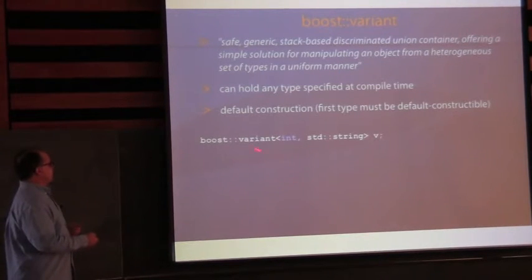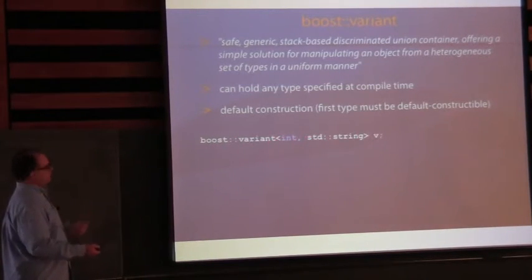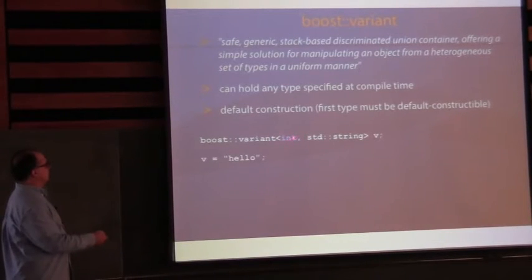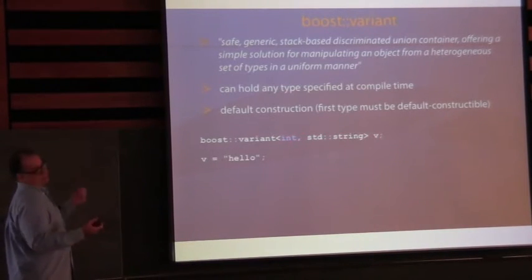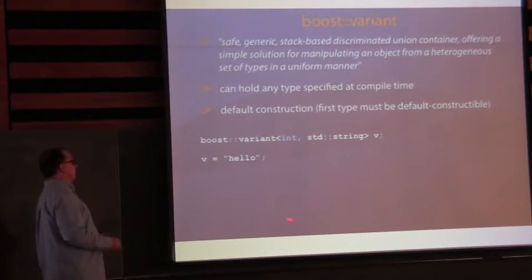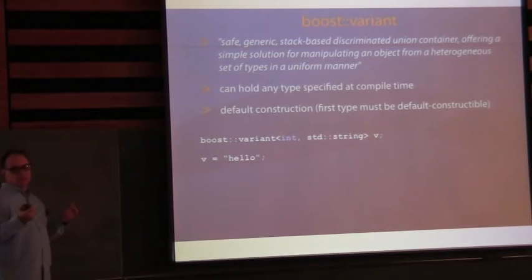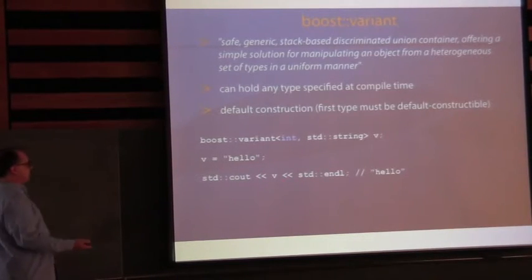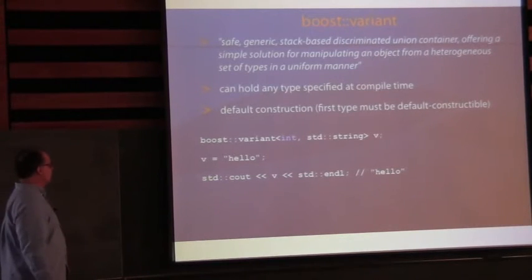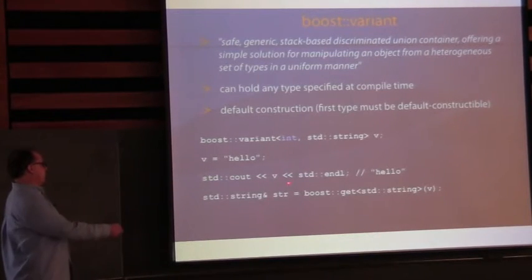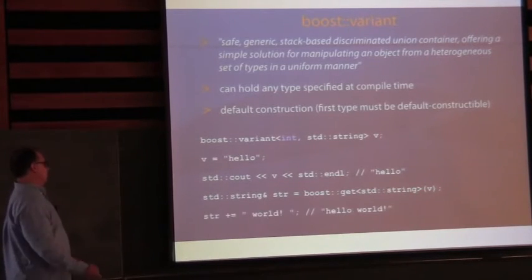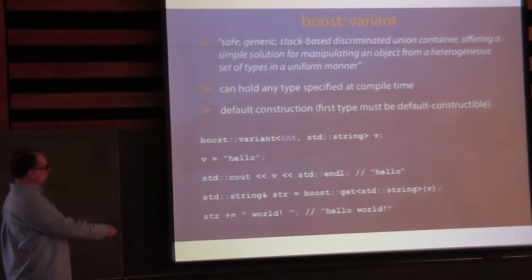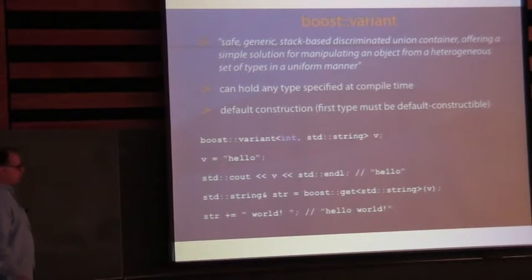This is how you declare boost variant, integer and string. So it will default construct integer. You're going to have something in there. But then you can assign it a string. It'll happily take that, and it'll give you what you want when you try to stream it out. And you can use the boost get to get the string out of there. And you can do all the things that you could do with the string.